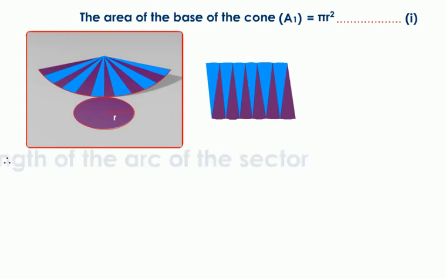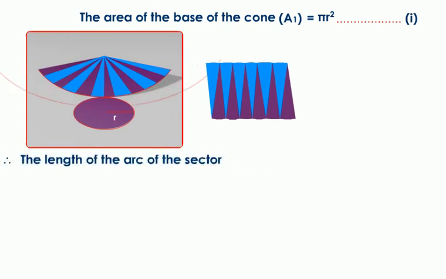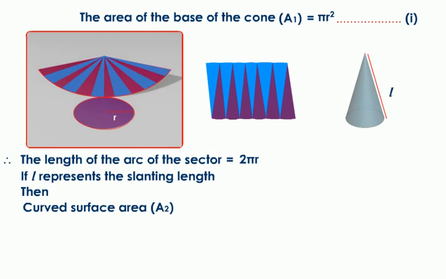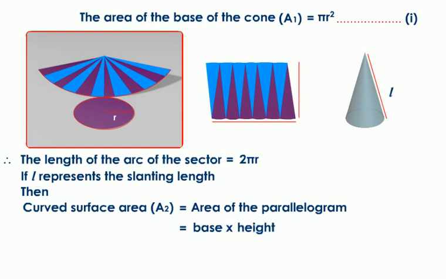Therefore, the length of the arc of the sector is given by 2 pi R. If L represents the slanting length, then the curved surface area, that is A2, is given by the area of the parallelogram, which is equal to base into height, or this can be written as pi R into L. Therefore, A2 is equal to pi R L. Let this be equation 2.